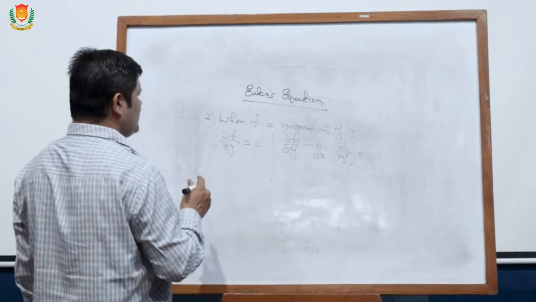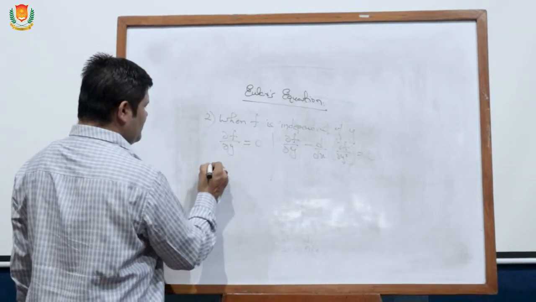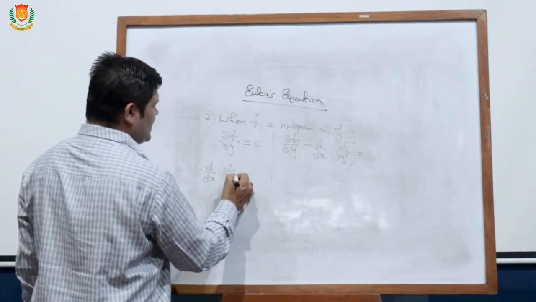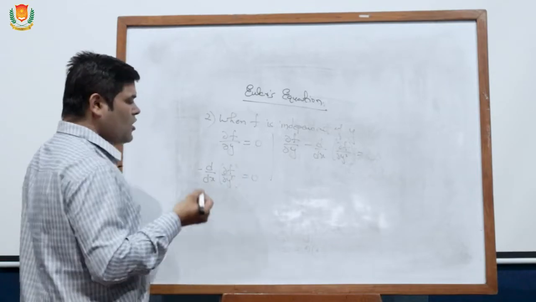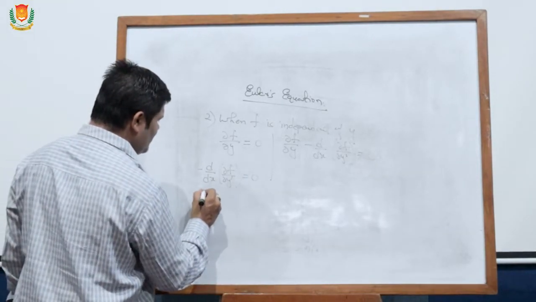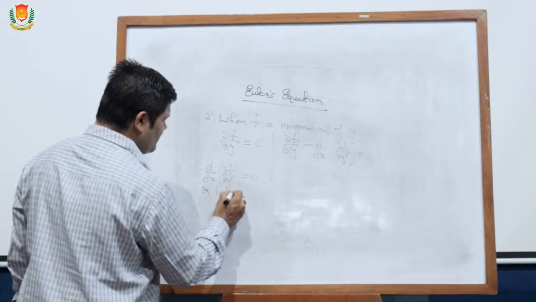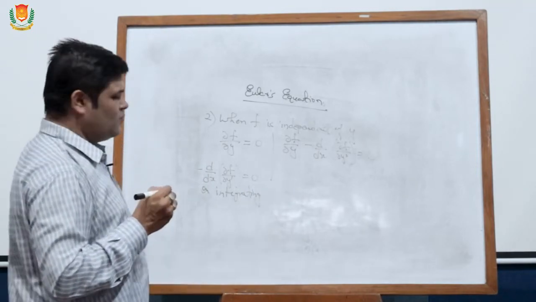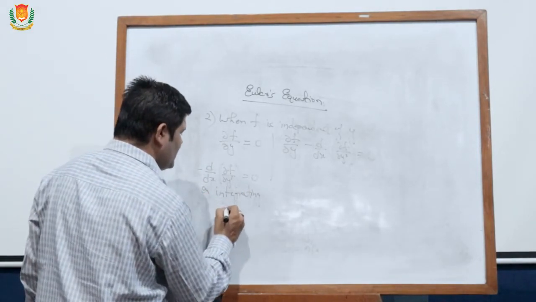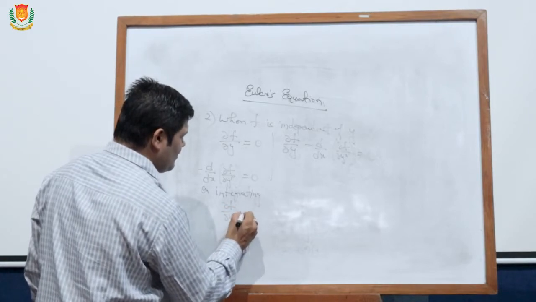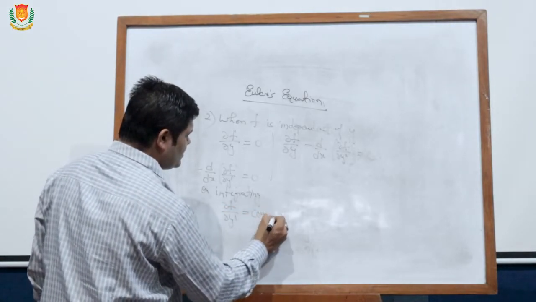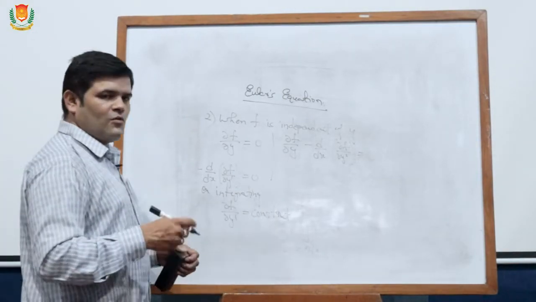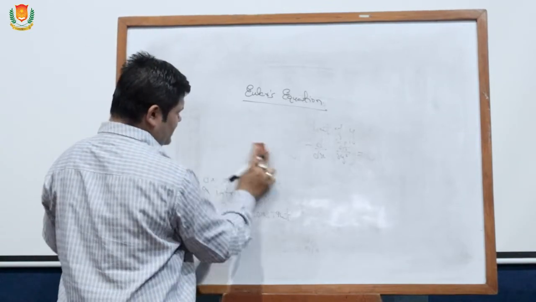Okay, so when this is equal to 0, then we have minus d by dx del f upon del y dash equals to 0. On integrating, we have del f upon del y dash equals some constant. And on integrating it again, we have the solution of what we are looking for. So this is second.